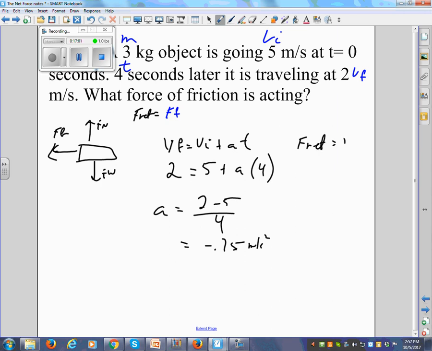F net is equal to ma. The mass is 3. The acceleration is minus 0.75. Now, does it have to be negative? It's slowing down. It's to the left, right? So that's going to be 3 times 3/4 is 9/4, which is 2.25, right?